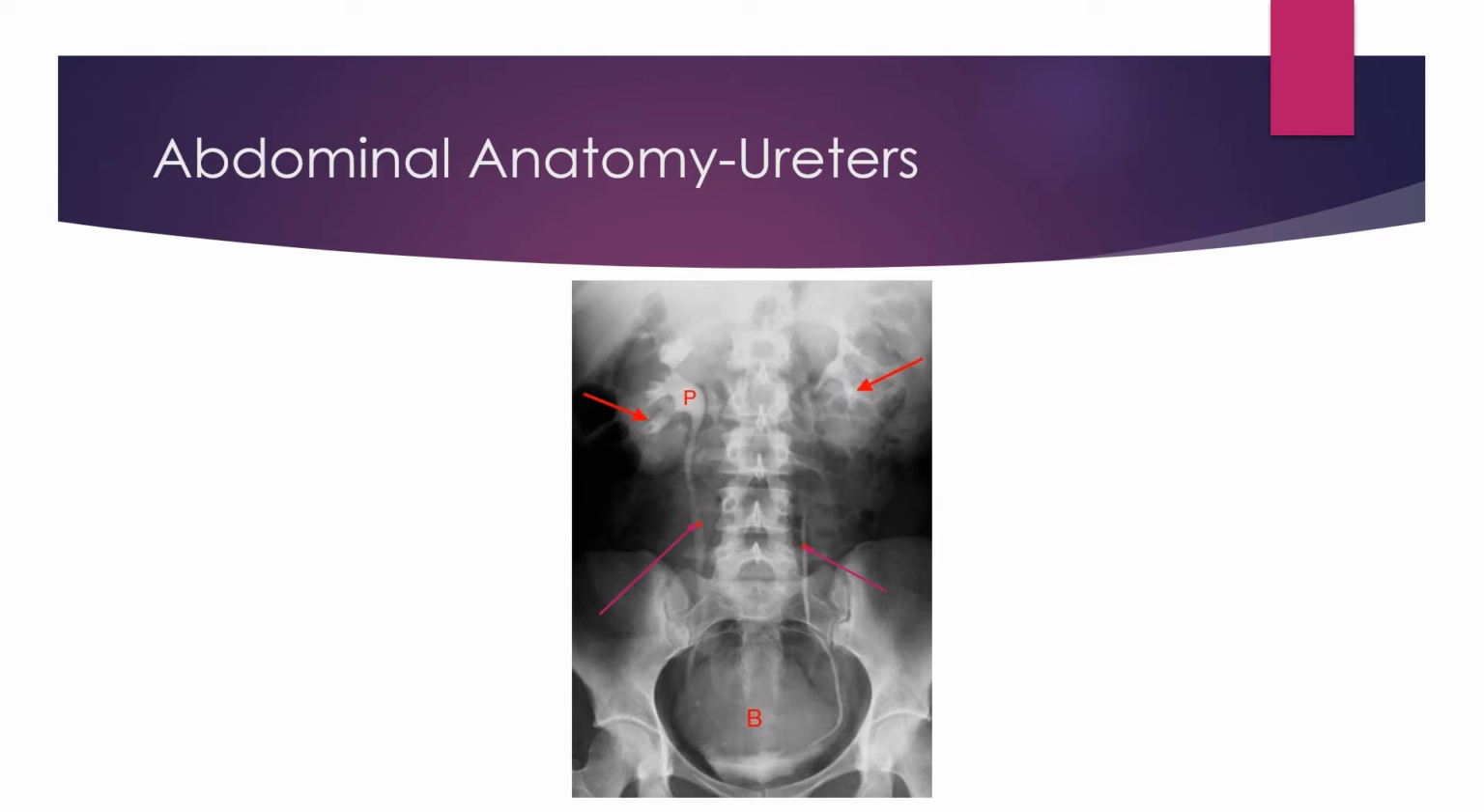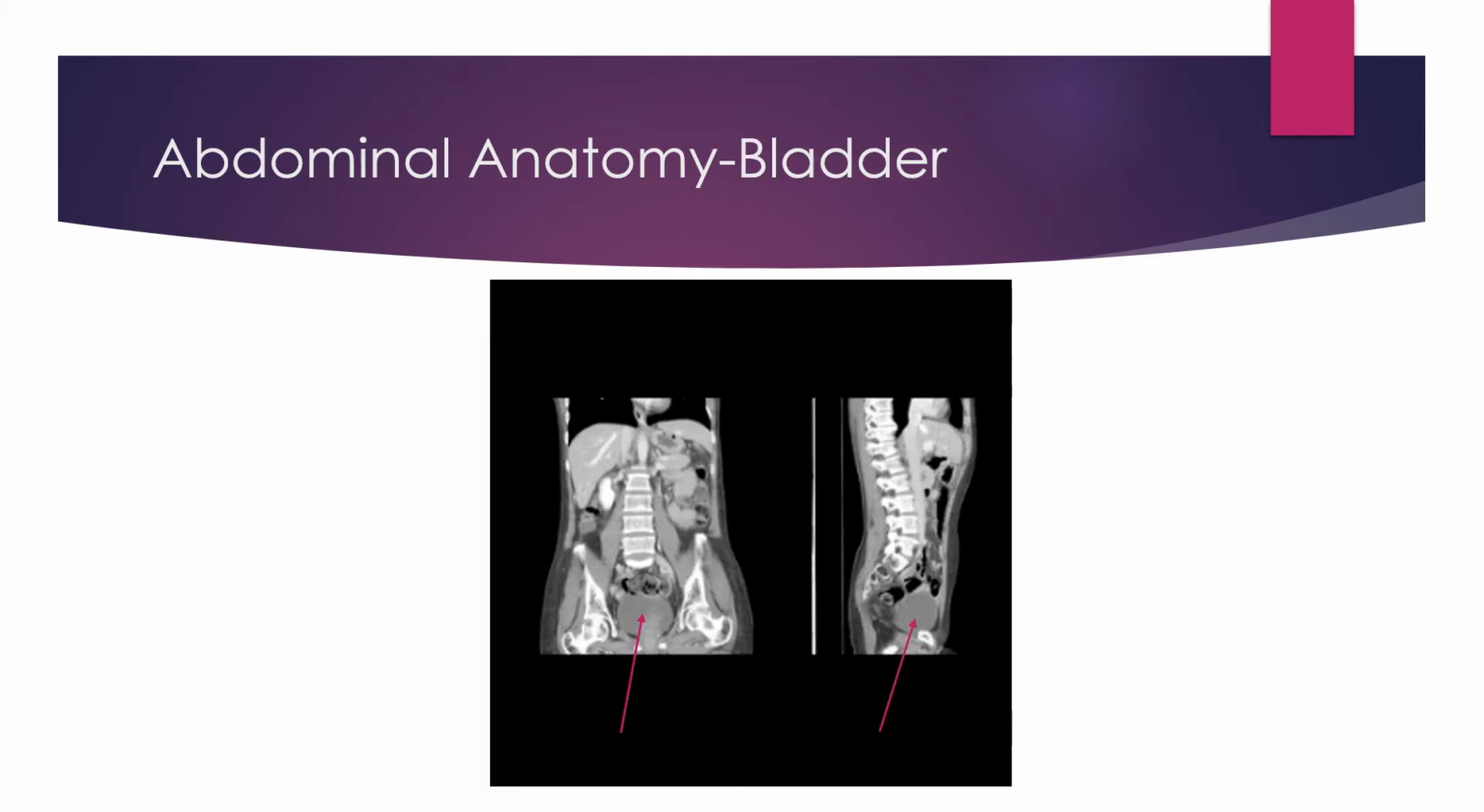This image does a really good job of showing the connection between the kidneys, ureters, and the bladder. First we can see the kidneys being pointed out by the red arrows. The P stands for the renal pelvis, which will connect down with the ureters, which are pointed out by the pink arrow, which eventually will connect with the bladder. Lastly, we have the bladder, which is being pointed out by the pink arrows.